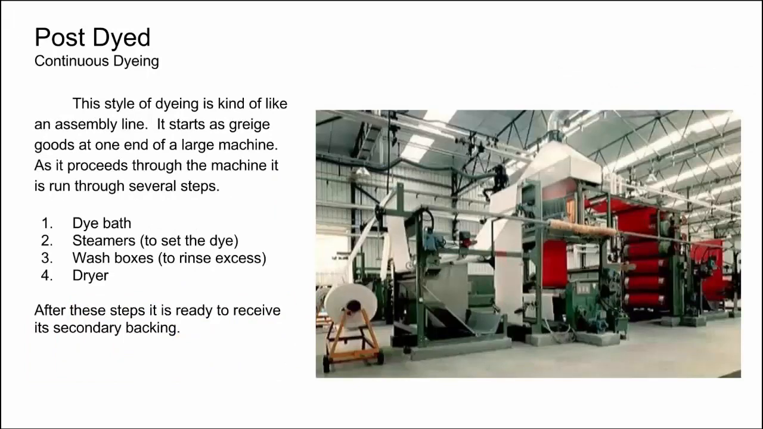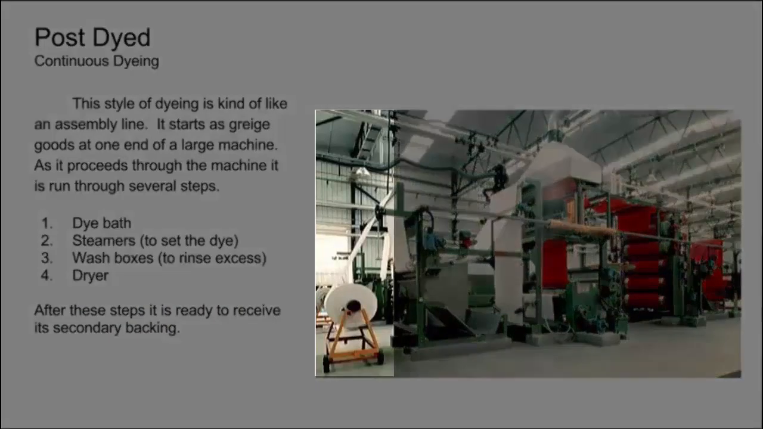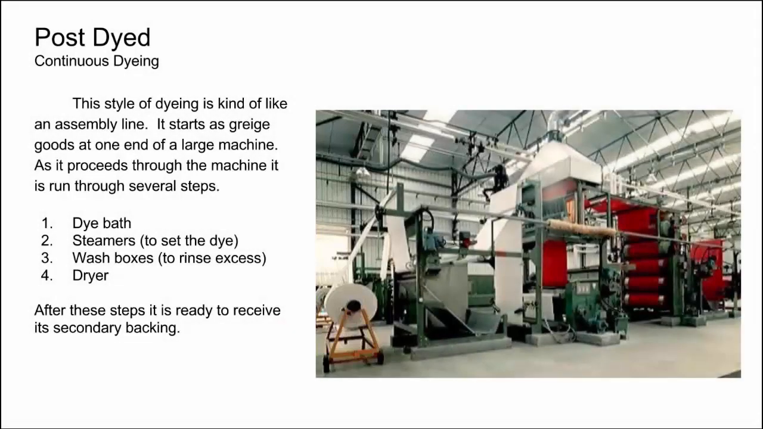Next, we're going to have continuous dyeing. As you can see on the left-hand side, we have the gray goods, undyed, and as it progresses through the machine, we're going to see that it comes out on the other end a dyed product. As it proceeds through this machine, it's going to run through different sections. So it's first going to go through the dye bath. It's going to color it.